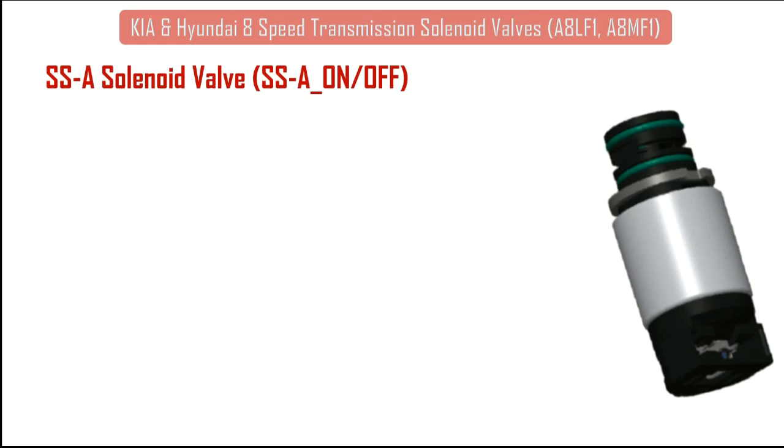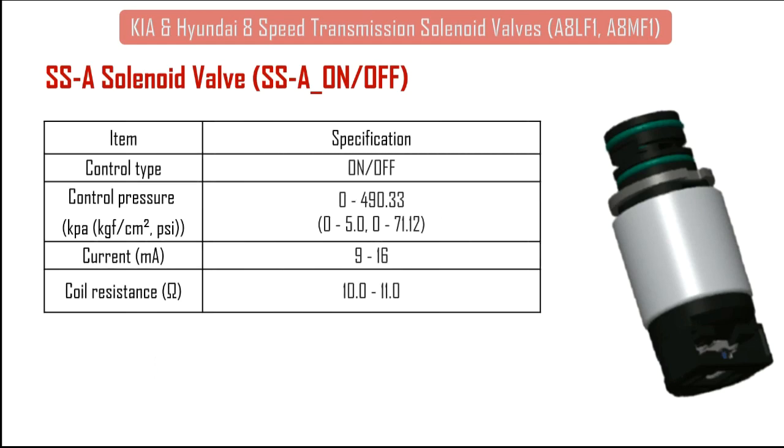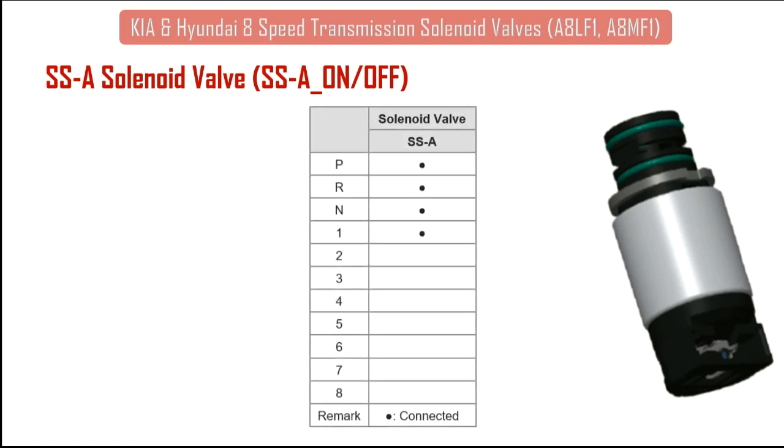We have another solenoid valve, the SSA solenoid valve. This one is actually an on-off solenoid valve. So the current is 9 to 16, and the coil resistance is between 10 to 11. The coil resistance for this one is different from any other solenoid valve on the valve body. This solenoid valve works in P, R, park, reverse, neutral, and gear number 1.